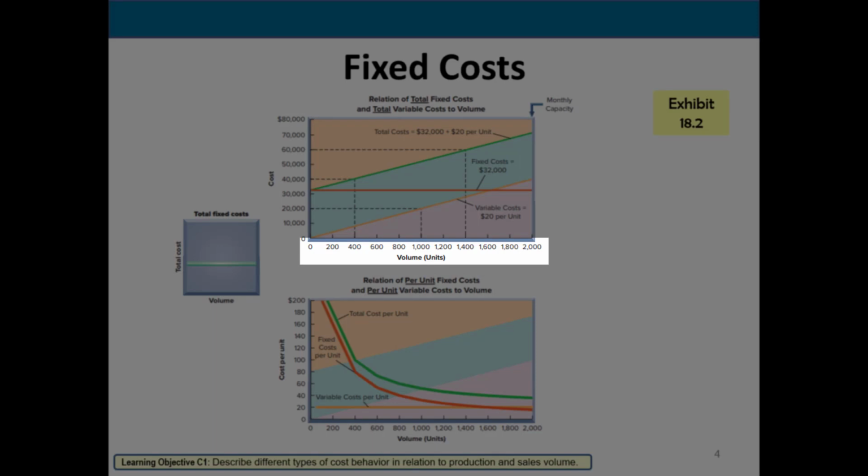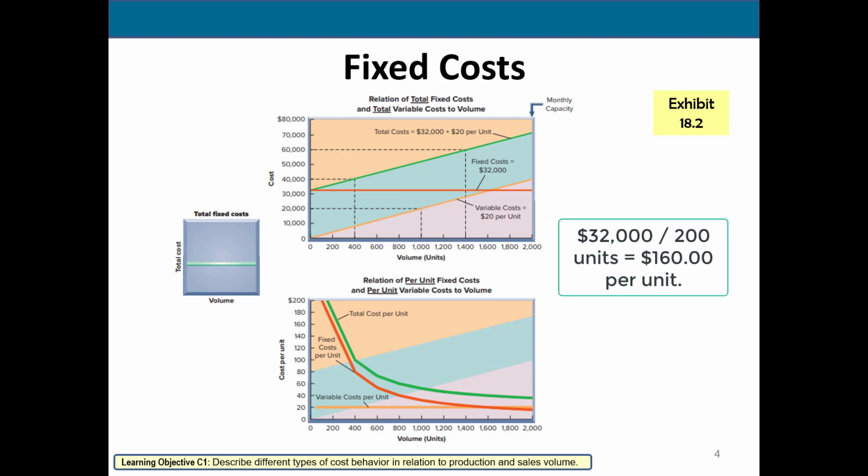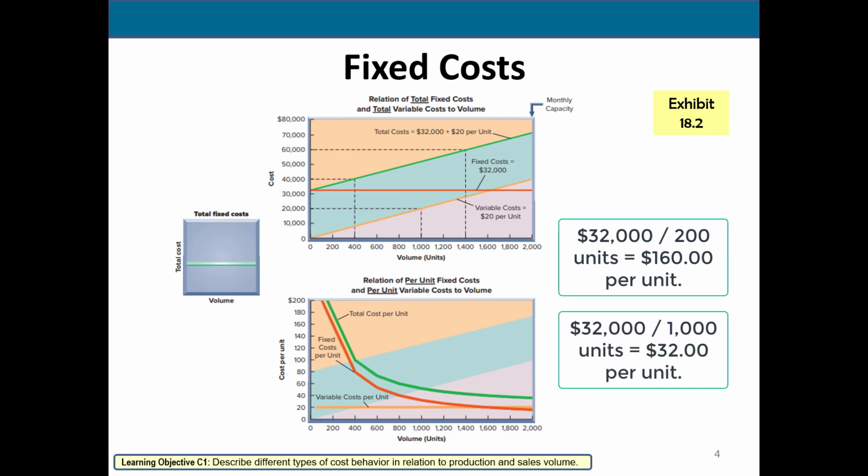When production volume and cost are graphed, units of product are usually plotted on the horizontal axis and dollars of cost are plotted on the vertical axis. Though the total amount of fixed cost does not change as volume changes, fixed cost per unit of output decreases as volume increases. For instance, if 200 units are produced when monthly rent is $32,000, the average rent cost per unit is $160, which is computed as $32,000 divided by 200. When production increases to 1,000 units per month, the average rent cost per unit decreases to $32, which is $32,000 divided by 1,000.